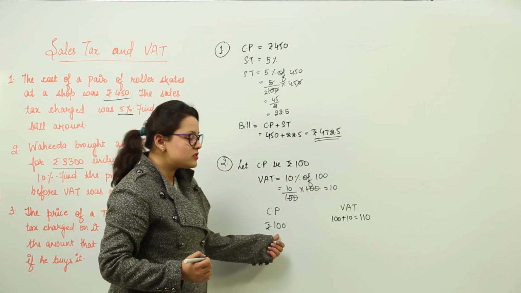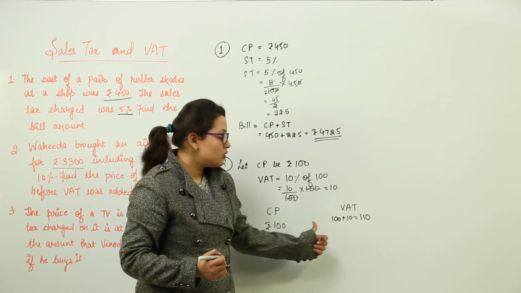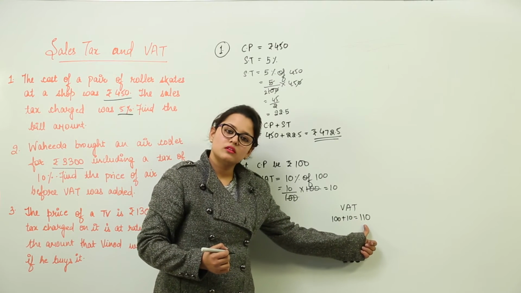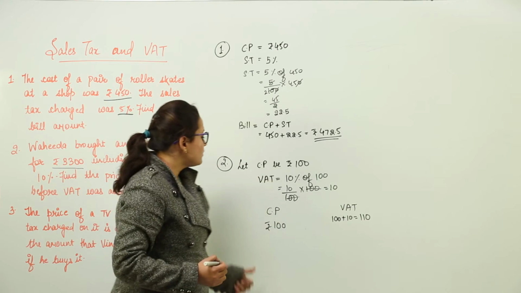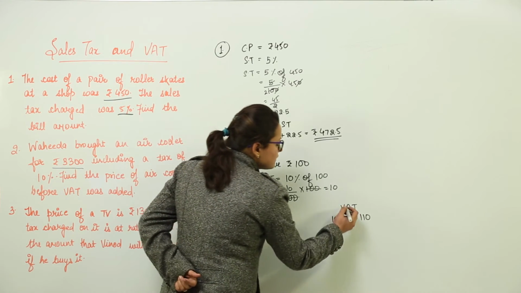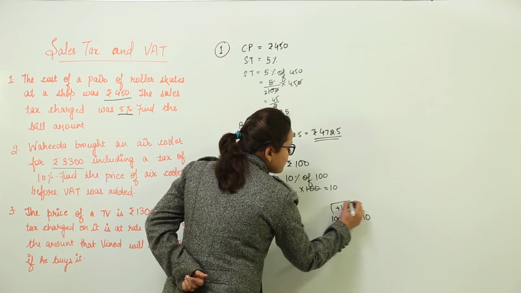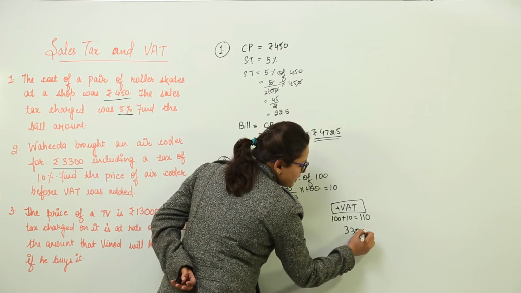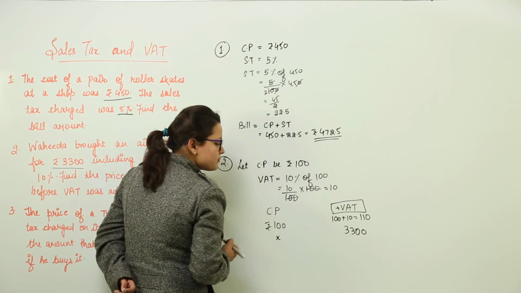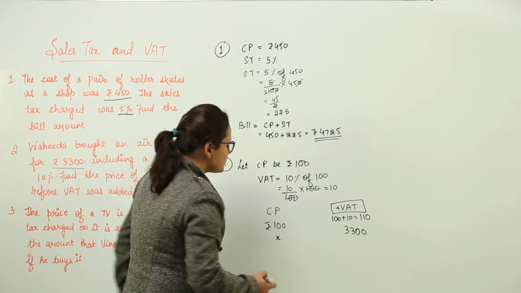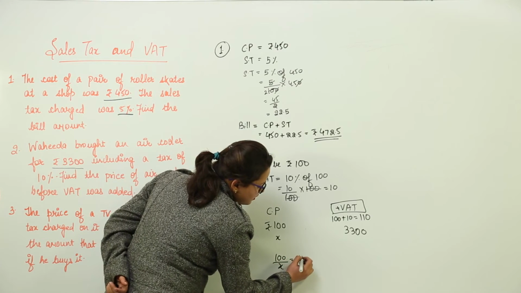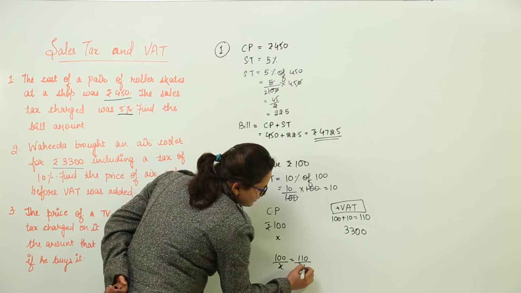Now if the cost price of any product is rupees 100, you have to pay the total amount including VAT, which is 110. Now the question says that this amount, cost plus VAT, is already given to us, which is 3300. We have to find the original. How are we going to do this? We will do it the simple way. 100 upon x equal to 110 upon 3300.